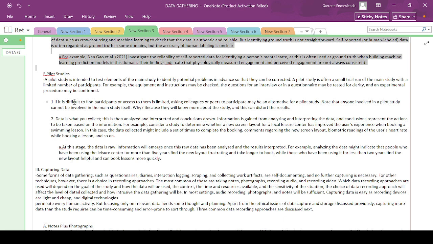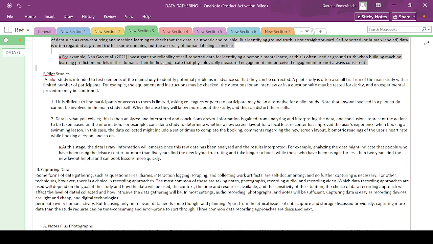Data is what you collect. This is then analyzed and interpreted and conclusions drawn. Information is gained from analyzing and interpreting the data, and conclusion represents the actions to be taken based on that information. For example, consider a study to determine whether a new screen layout for a local leisure center has improved the user's experience when booking a swimming lesson. In this case, the data collected may include a set of times to complete the booking, comments regarding the new screen layout, biometric readings of the user's heart rate while booking a lesson, and so on.